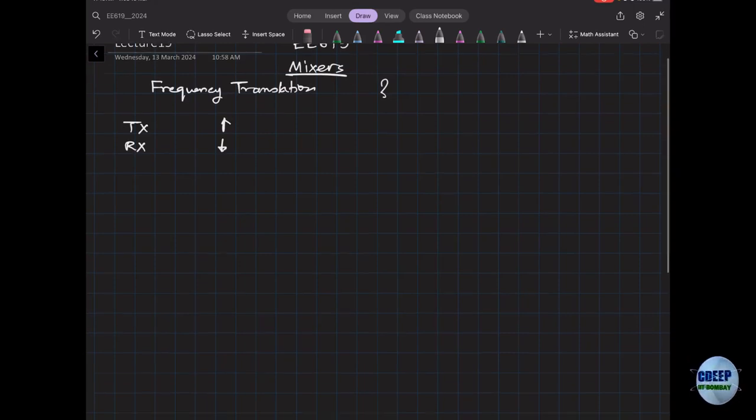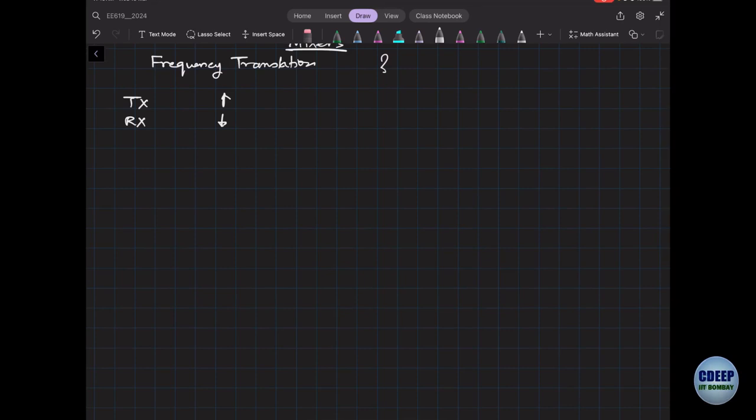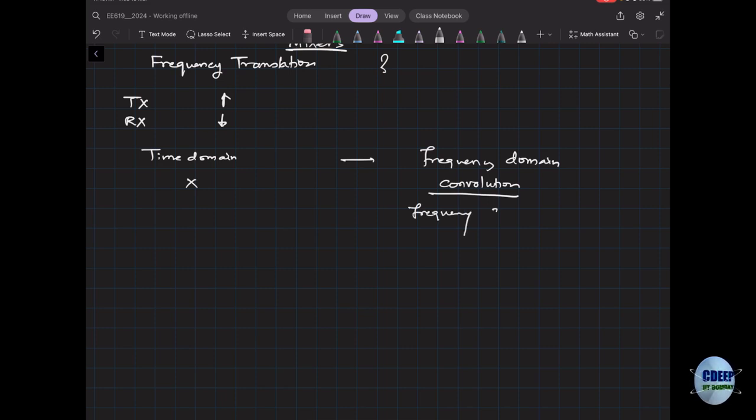Now let's go back to time domain versus frequency domain. We know that if we do multiplication in time domain, in frequency domain it is convolution. This is what is called frequency shifting, right? And we will see that now.